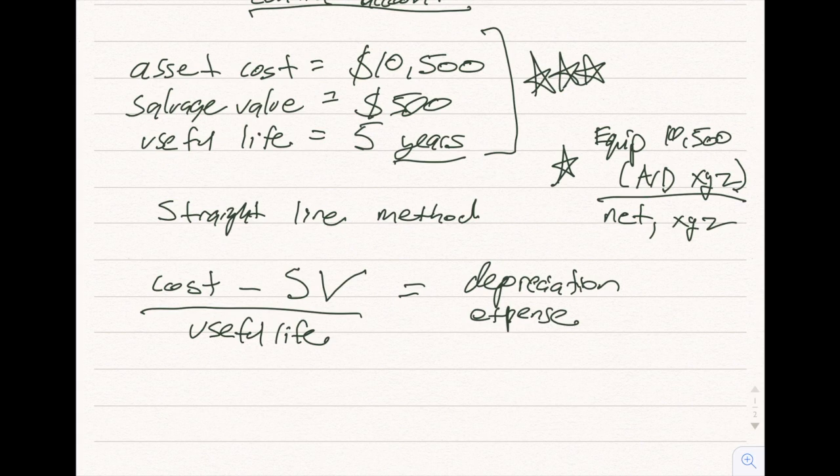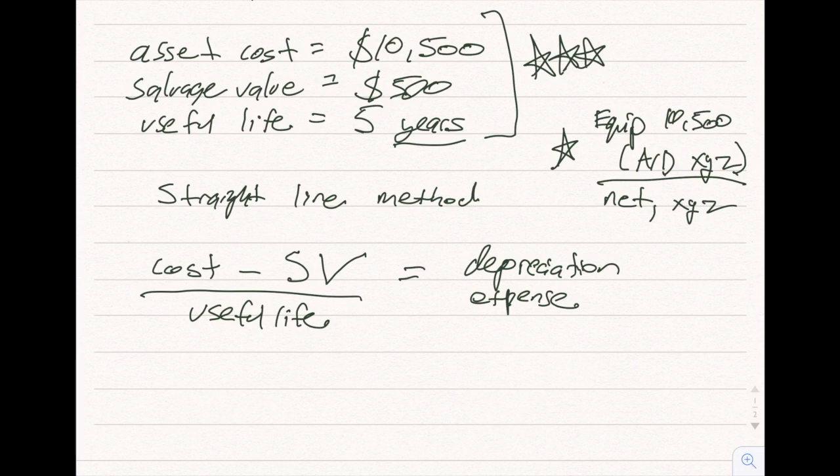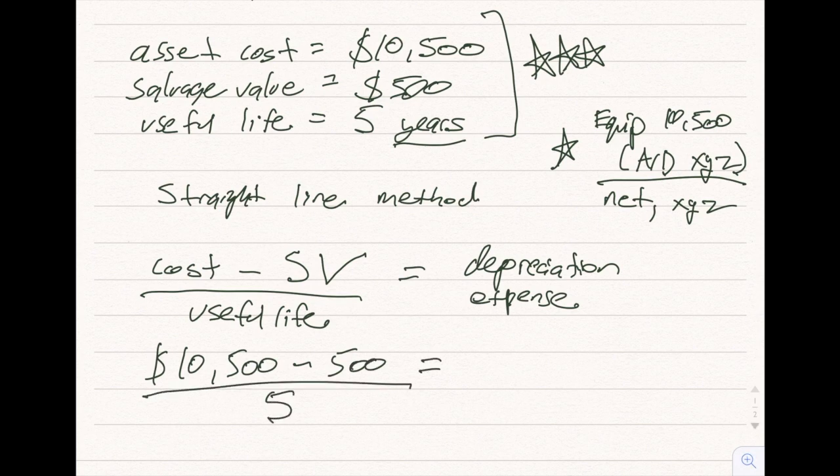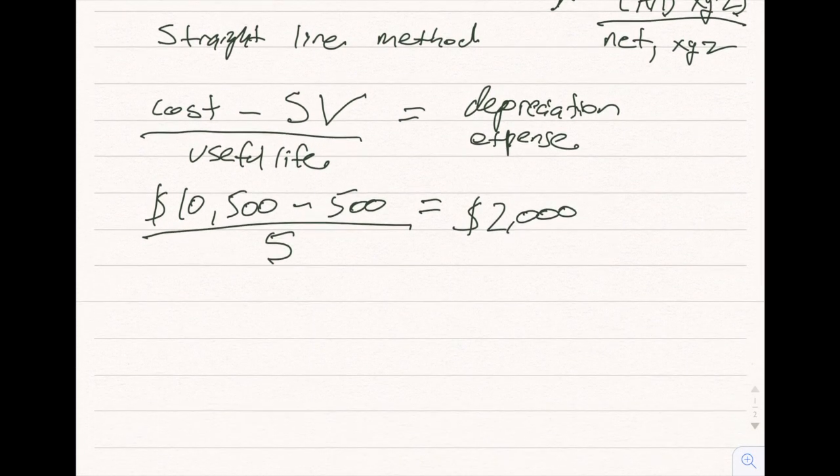So let's do the calculations. Let's do the journal entries here. First we have to figure out what depreciation expense is. We have our formula here. So it's 10,500 minus salvage value of 500 divided by 5 equals 2,000. Okay. Now that we have that information, we can record the journal entries.